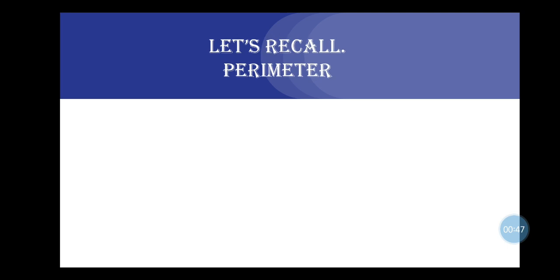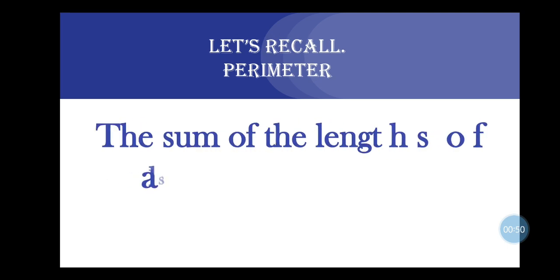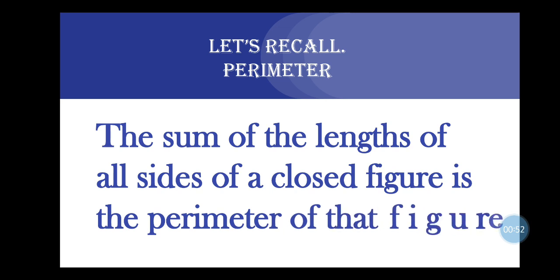Let's recall perimeter. This you have already studied in your lower classes. Now let's see the definition of perimeter. The sum of the lengths of all sides of a closed figure is the perimeter of that figure. That means when you add the length of all the sides of a closed figure, say for example, you can take the closed figure as square, you can take as rectangle, you can take any quadrilateral, any polygon. So when you add up all the total of all the sides, you get its perimeter.